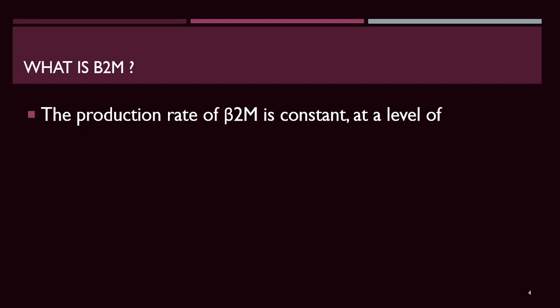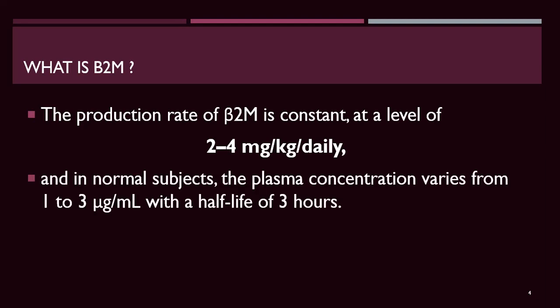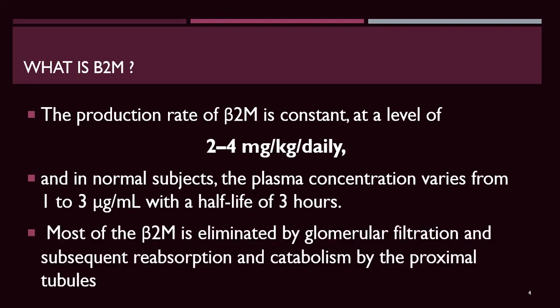Beta-2 microglobulin production rate is constant at a level between 2 and 4 milligram per kg daily. In normal subjects, the plasma concentration varies from 1 to 3 microgram per milliliter, with a half-life of 3 hours, while in dialysis patients, it may reach 30 microgram per milliliter due to accumulation of beta-2 microglobulin. Beta-2 is eliminated by glomerular filtration and subsequent reabsorption and catabolism by proximal tubules.